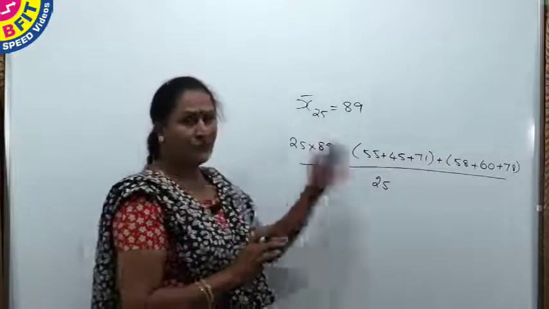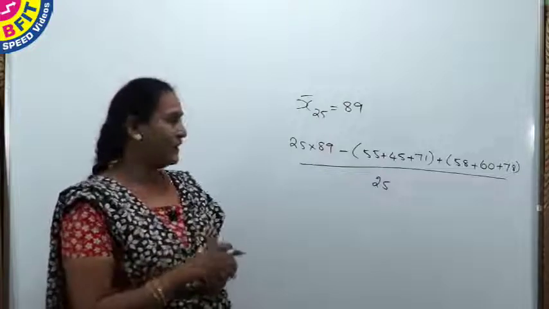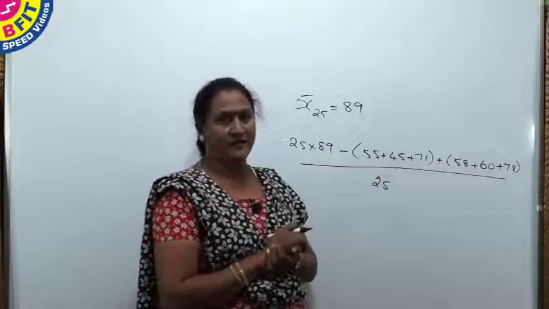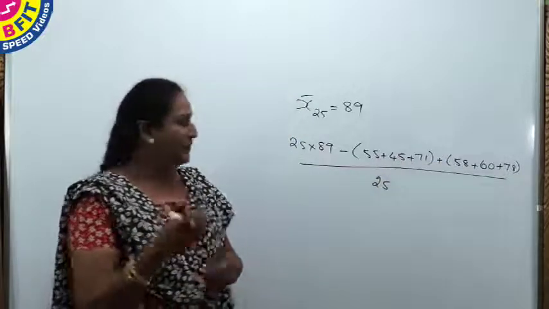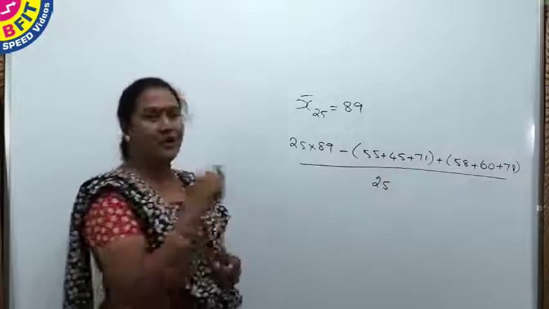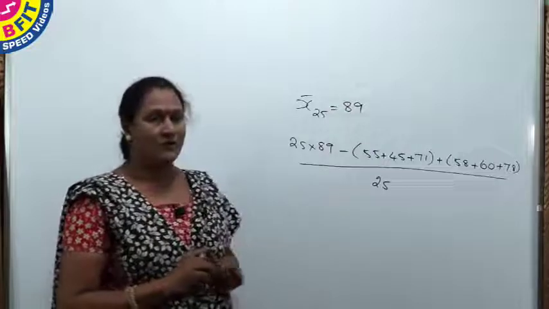But instead of doing all this, we can use a simple logic to work it out. We will see what is the difference between the wrong and correct entries, and that difference we divide by the number of terms. So that value is added or subtracted with the given average. So we will see how to proceed with that.